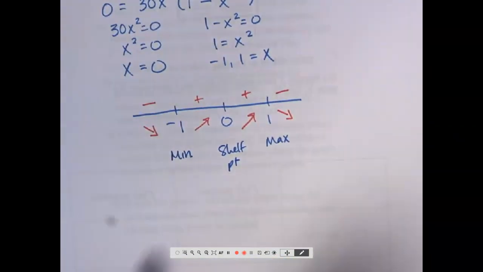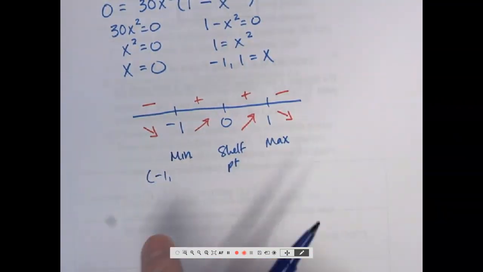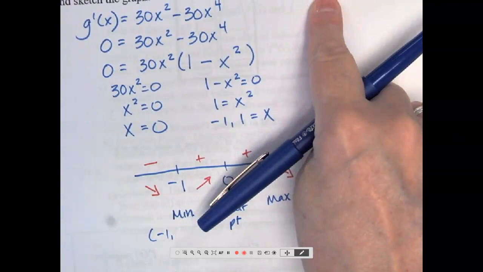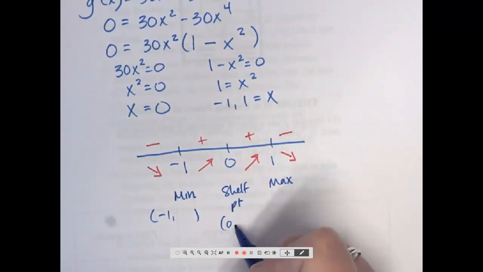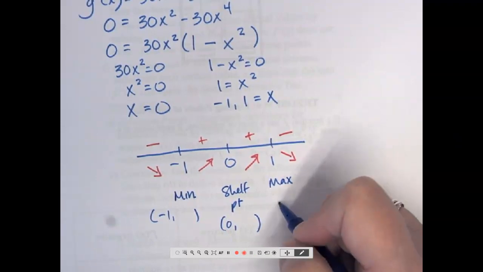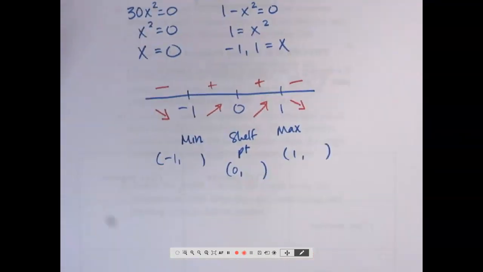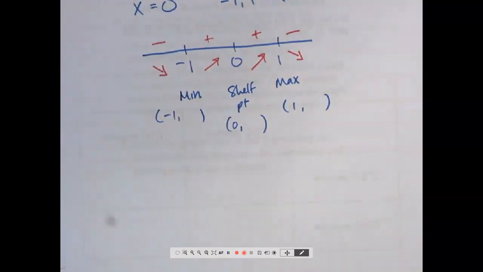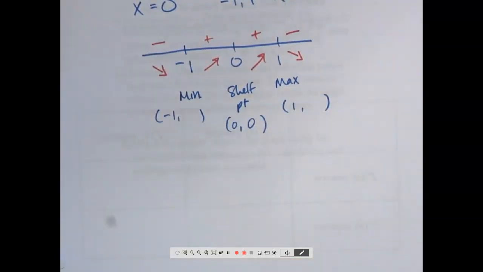Okay, so let's go ahead and find these ordered pairs. We want to take negative one and sub it back into that original. We want to take zero and sub it back in the original. And positive one, sub it back in the original. I'll do the zero. Sub in negative one and positive one. Let's see what we get.